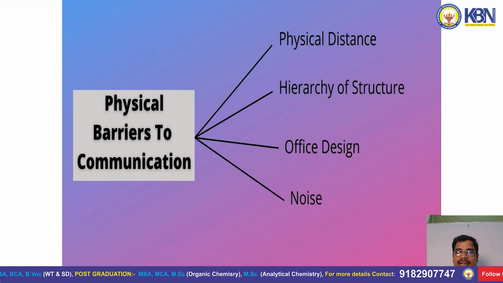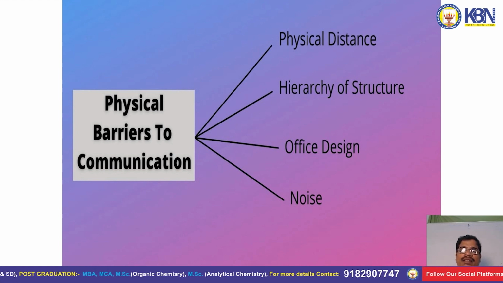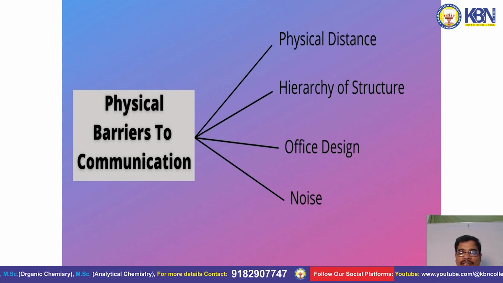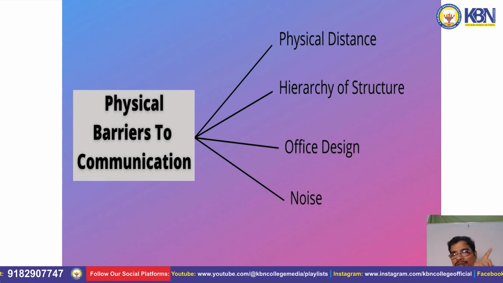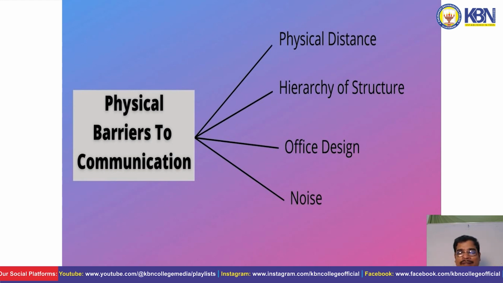The second one is physical barriers. If two persons are at a far distance, for example standing on both sides of a road, and one person tries to communicate with the other person on the opposite side of the road, then the communication may not be audible, and sometimes may not be understood properly. So that physical distance creates a physical barrier.